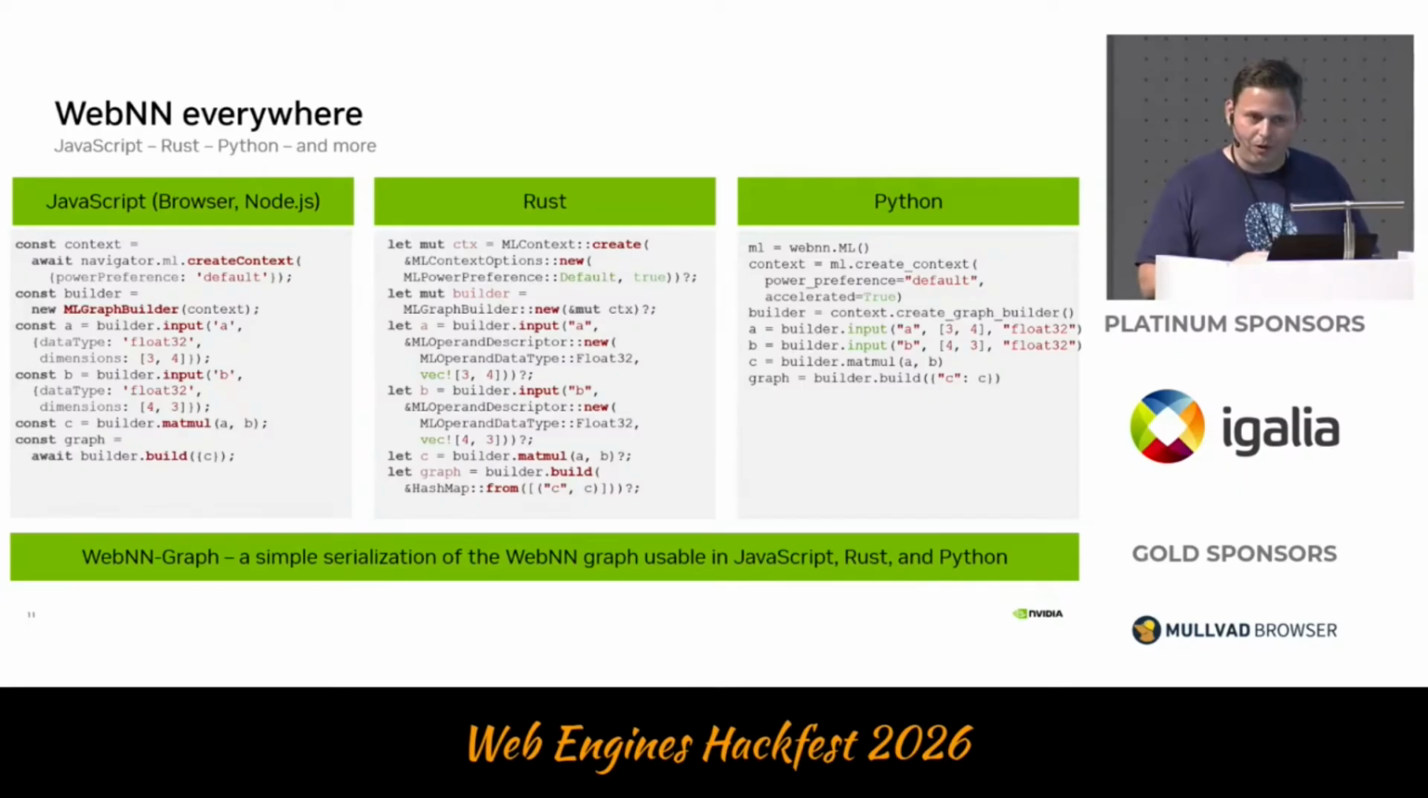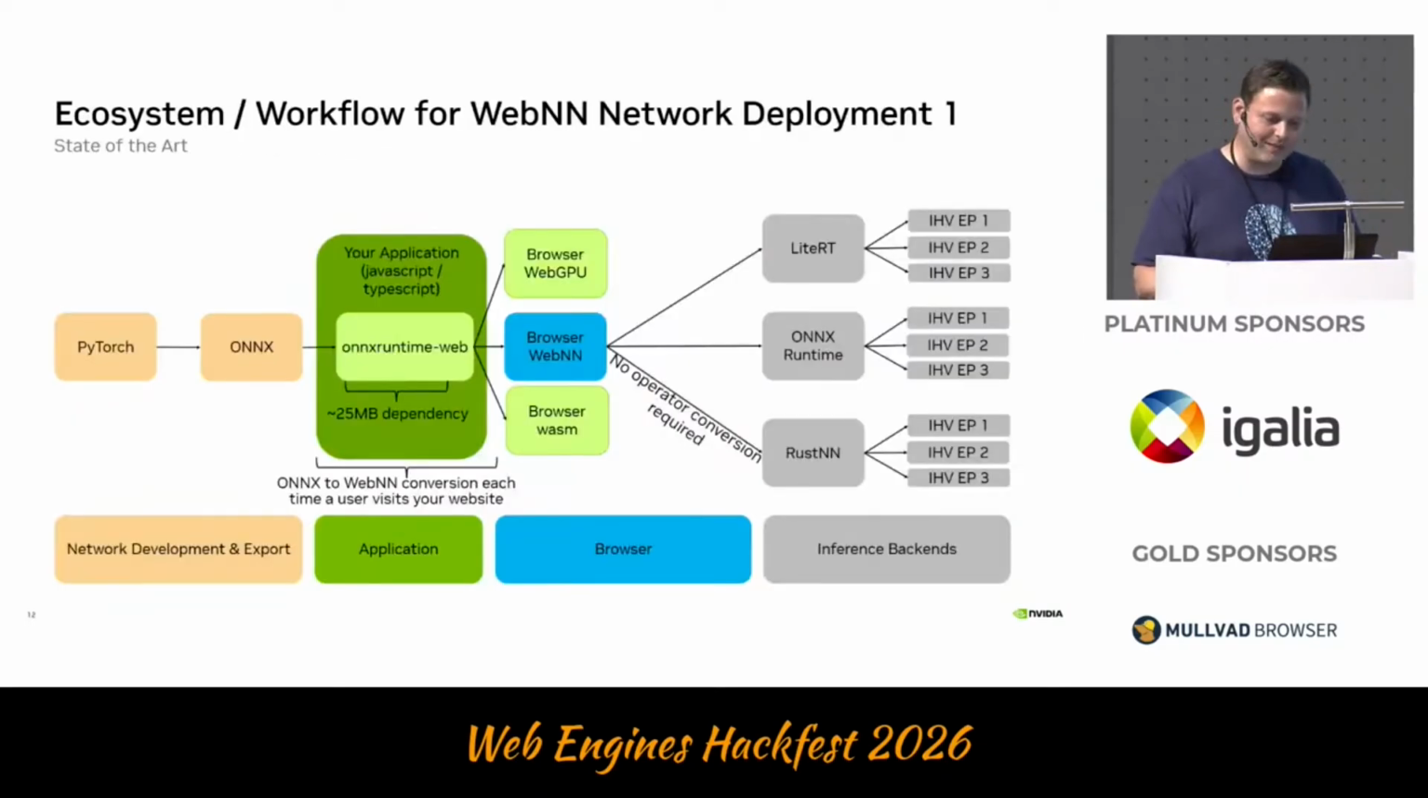Okay, with all of this ecosystem stuff, let's talk about ecosystem workflow if you want to deploy a WebNN network. So state of the art today is, you are doing your network development and export in PyTorch, you go for ONNX. Then you're writing your application, and currently state of the art is you load your ONNX in the web with ONNX Runtime Web, which is a good piece of software, taking really good care of ensuring that you can run all your ONNX models.